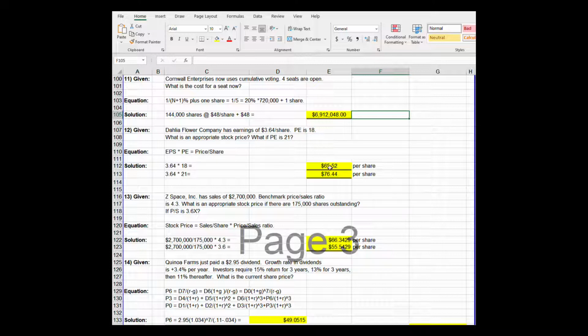And in number 12, we have Dahlia Flower Company with earnings per share of $3.64 per share. Price to earnings ratio is 18 times. And what is an appropriate stock price for this company? What if the PE is 21?